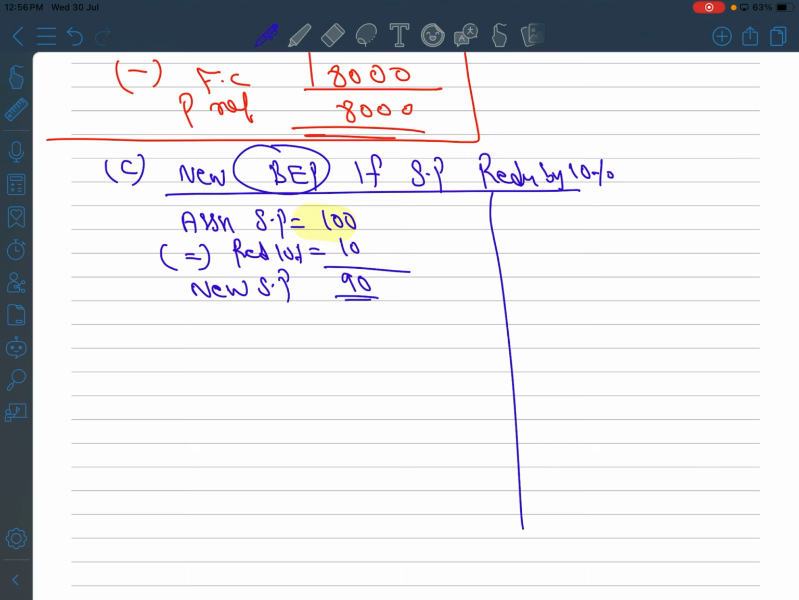New BEP, what is the equation? If the new selling price is 90, what is the variable cost? Variable cost remains unchanged, it is 60% of the original price. If the selling price increases or decreases, it will not make any change in direct material cost, direct labor cost, or direct expense. Variable cost will remain unchanged. So it is 60% of 100, which is 60. Then the contribution will be 30.